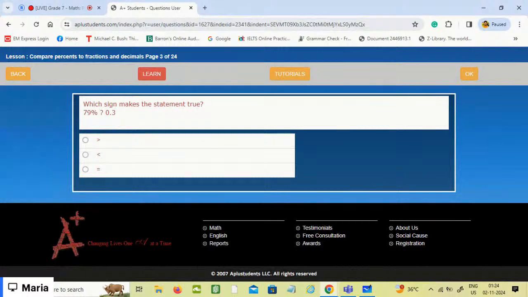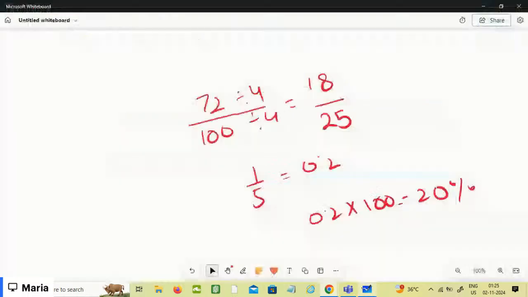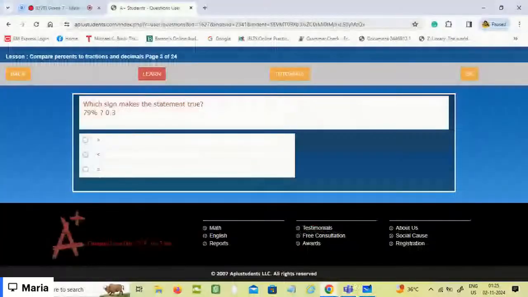Which sign makes the statement true? Which is the correct option? You have to convert 0.3 into percentage form, right? You cannot compare them, they are in different forms. You have to convert 0.3 into the percentage form. So 0.3 times 100 is 30%. Got it? So which is more, 79% or 30%?